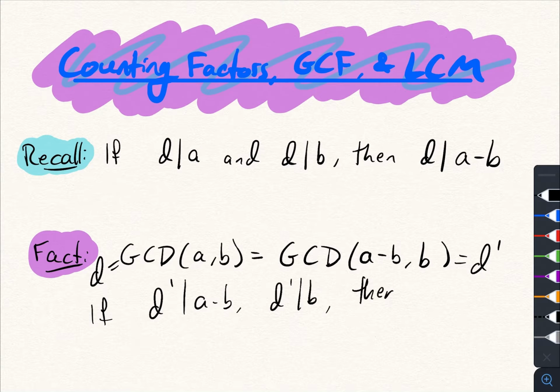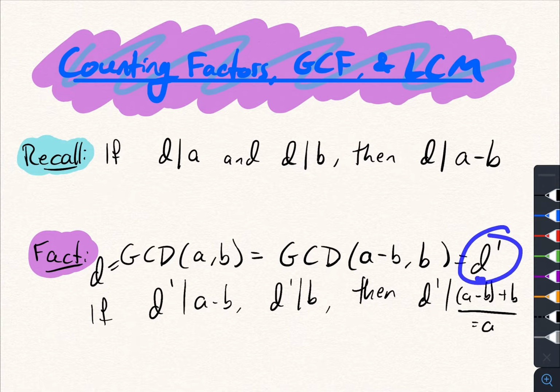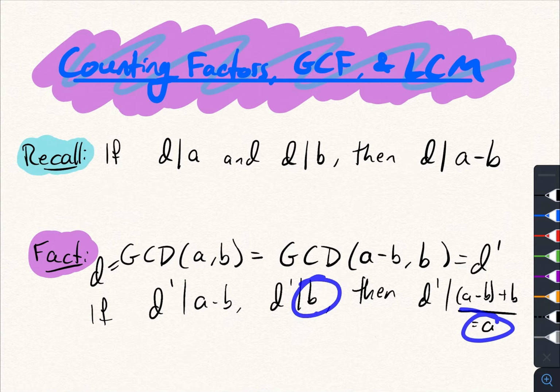then by that same fact, we could add these two numbers together, and D prime would still be a divisor. So D prime would divide the sum of A minus B and B. What is A minus B plus B? That's just equal to A. So D prime is going to divide A. So if D prime is the GCD of A minus B and B, then D prime is going to be a divisor of both A and B.